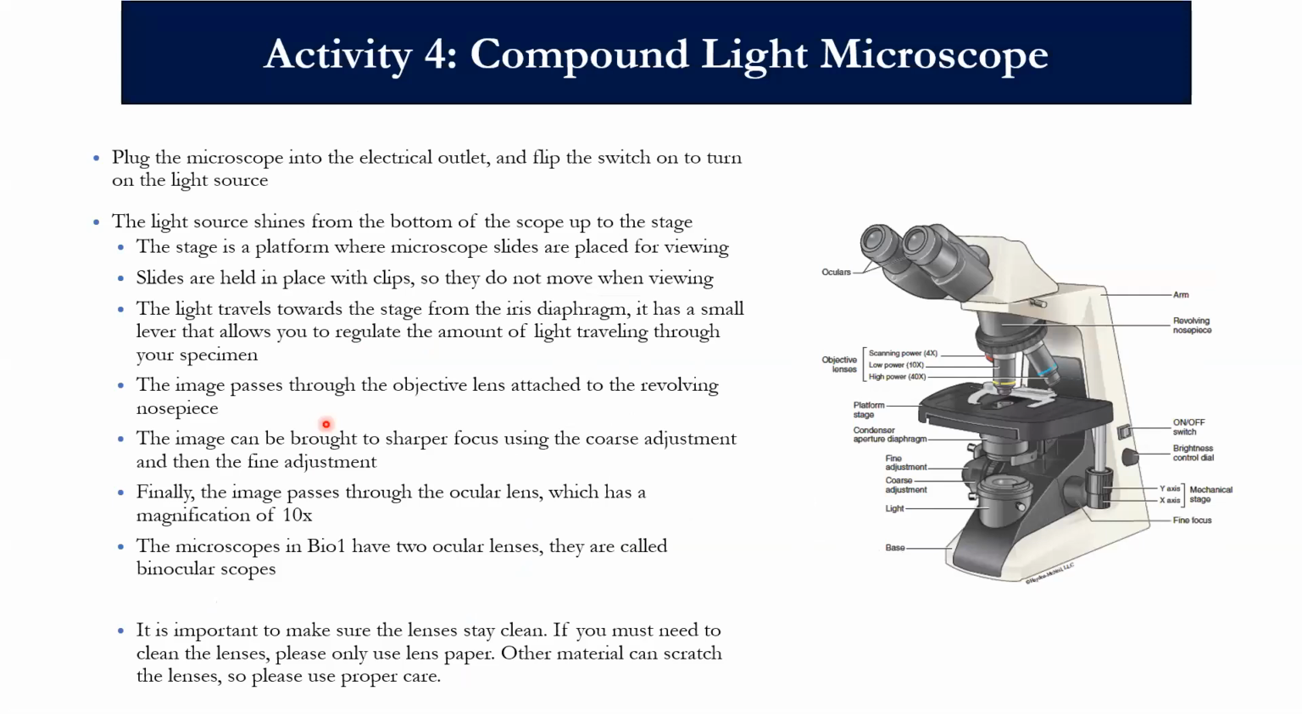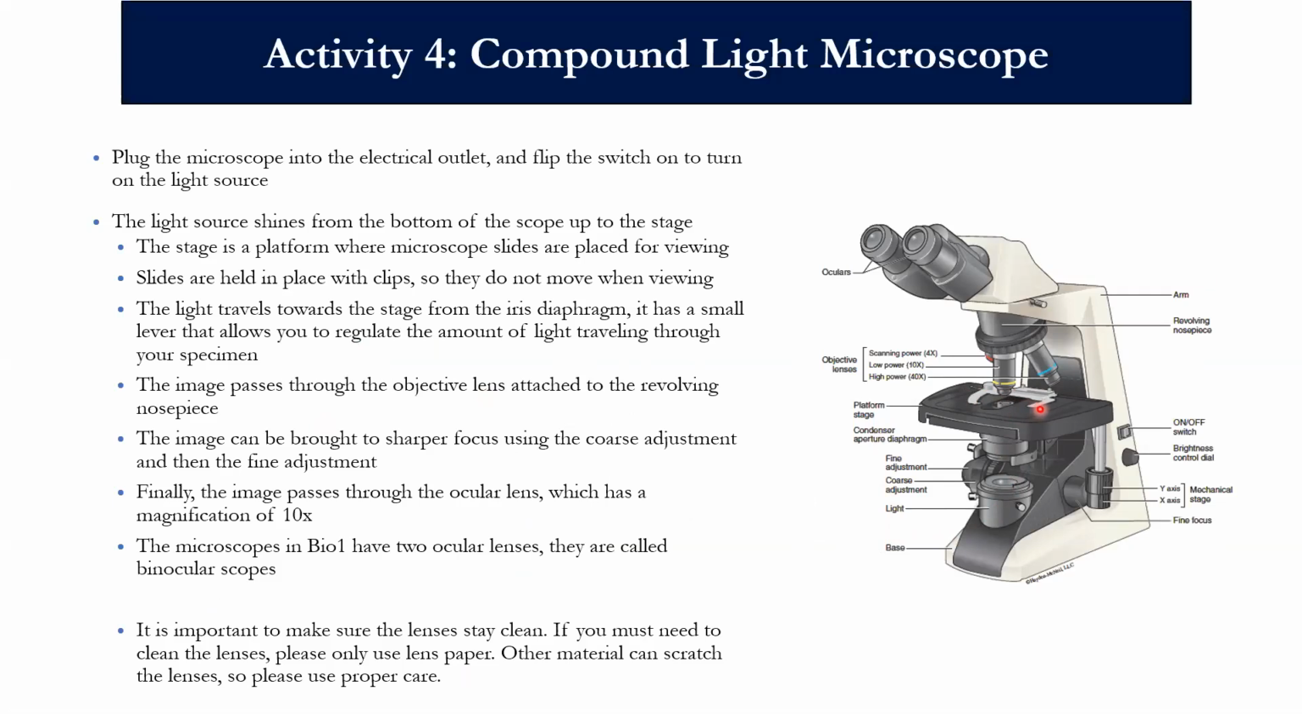So here we're just going to go over a little bit of the compound light microscope. So you want to plug the microscope into the electrical outlet and flip the switch on to turn on the light source. The light source shines from the bottom of the scope up to the stage. The stage is a platform where microscope slides are placed for viewing, so you will place your microscope slide here on this platform stage.